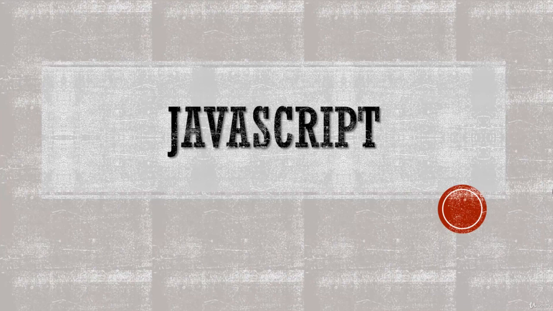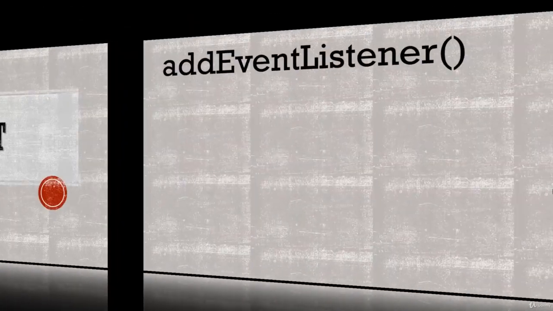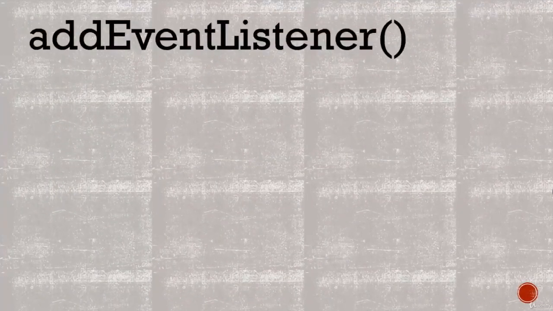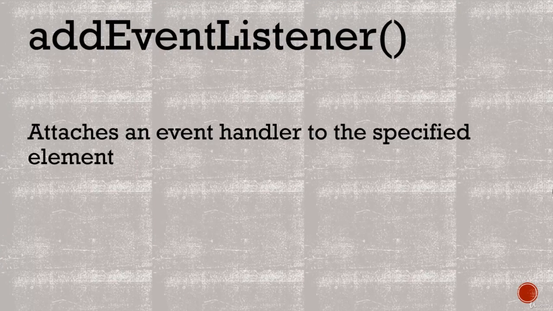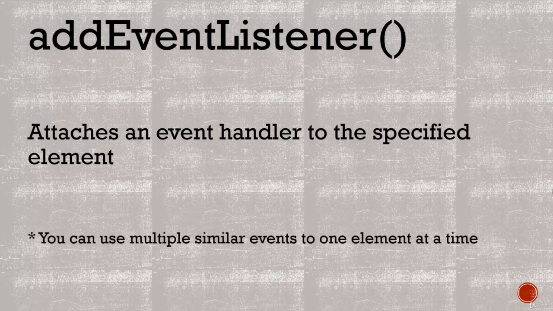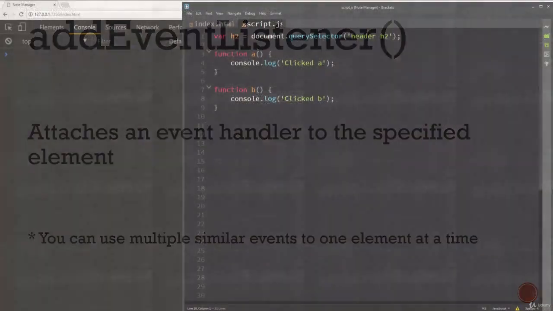Alright, we are back and let's continue talking about events in JavaScript. As I said in the previous video, I'm going to consider JavaScript event listeners in this lecture. So what is addEventListener? It is a method that attaches an event handler to the specified element, and it does this without overwriting the existing event handlers. You are able to attach as many event handlers to one element as you want.